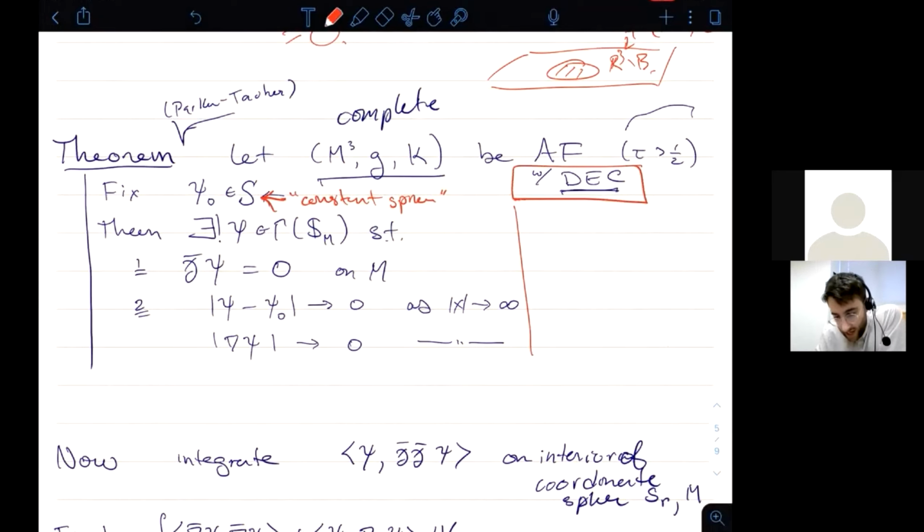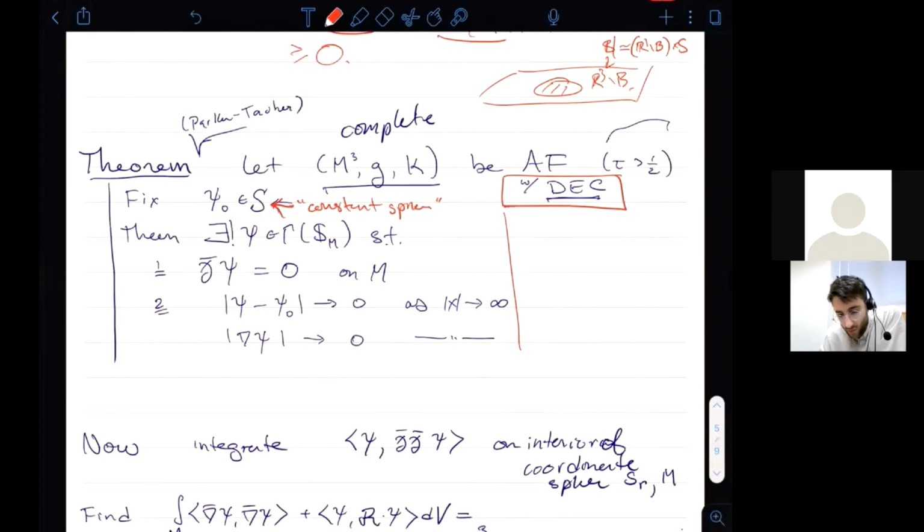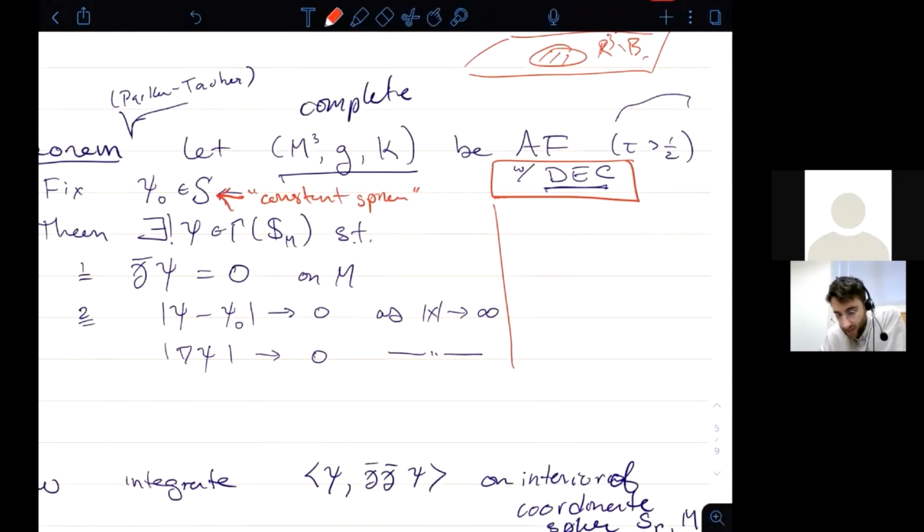Well, why is this? The strategy for solving something like this is to extend this phi naught to phi 1, some section of the spinor bundle on the whole manifold, which is 0 in a compact set. So consider phi1, it agrees with the constant spinor on R3 minus a ball, and it's some globally defined object.